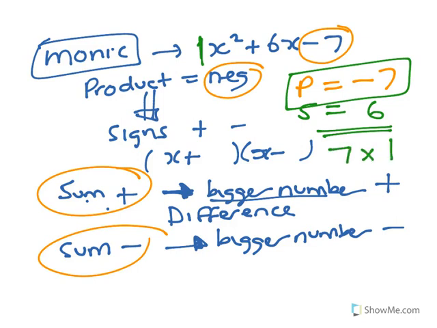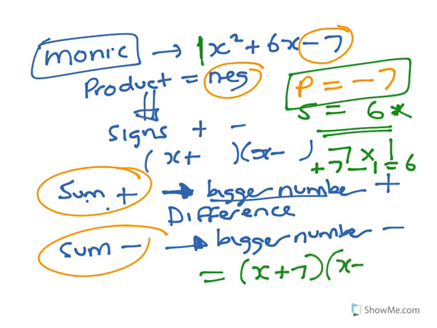Now, the only two things that multiply to give 7 are 7 and 1. One has to be a negative, one has to be a positive. Now, I want to get a plus 6, so it would have to be plus 7 minus 1 to get a plus 6. So that means the factors would be x plus 7, x minus 1.